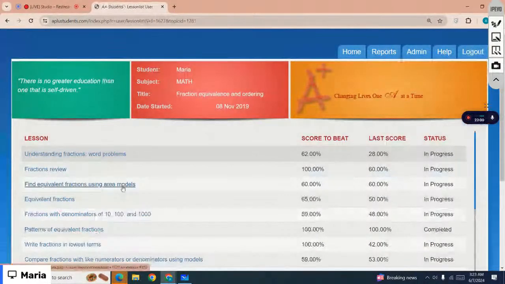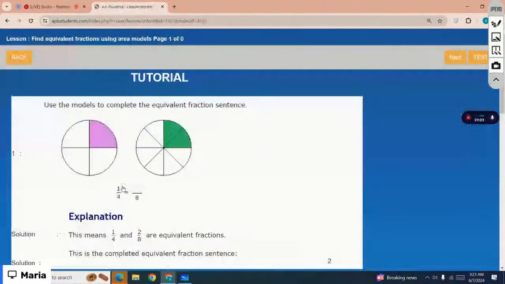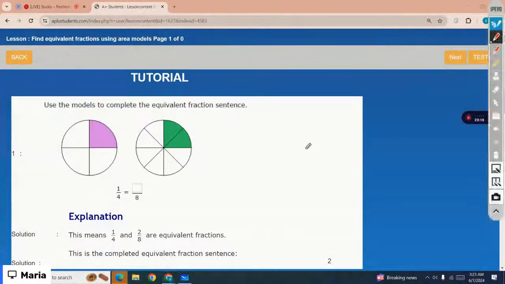Find equivalent fractions using area models. So let's just understand the area model, and then we'll see what are the equivalent fractions. So equivalent is the word that is derived from the word equal, right? So that means the fractions are equal, right? How they are equal, let's just understand.